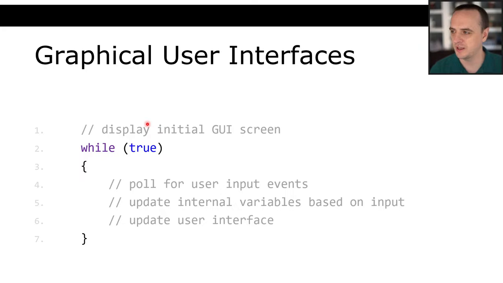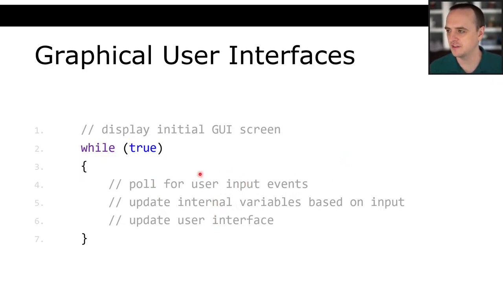So it would be display the initial GUI screen, then while true, we're going to poll the user for some events. We're not actually saying, you know, please enter feet in inches, but we're just waiting for them to push a button because nothing on the screen is going to change unless the user actually inputs something, like starts typing in the document.